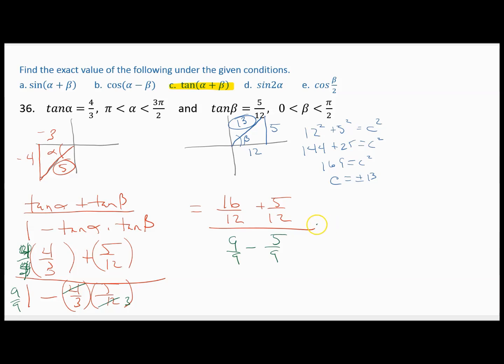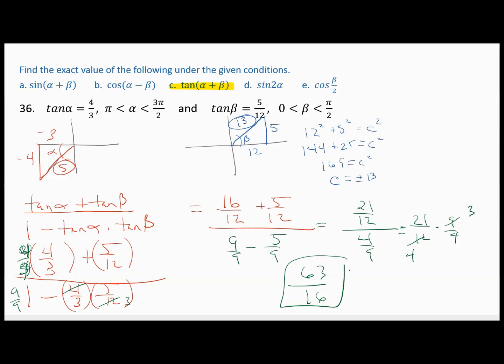If I keep going, that gives me, in the numerator, 21/12 divided by denominator 4/9. So I got 21, that equals 12 times 9/4. And here, that'll be 3 and that'll be 4. So 21 times 3 is 63 over 4 times 4 is 16. So tangent alpha plus beta is 63 over 16. So now I'm going to erase this, and then we'll move on to sine of 2 alpha, or part D.